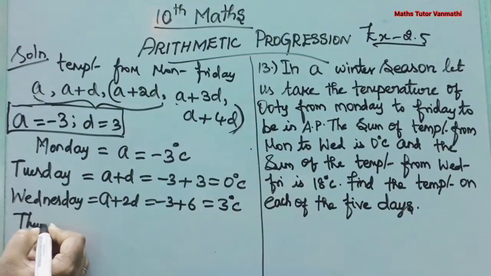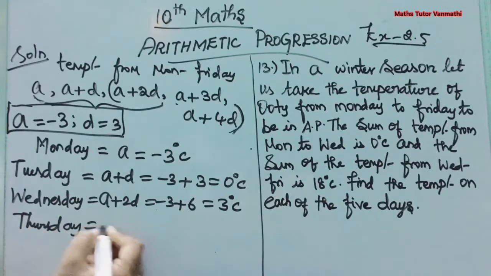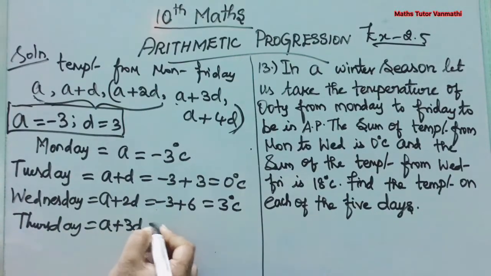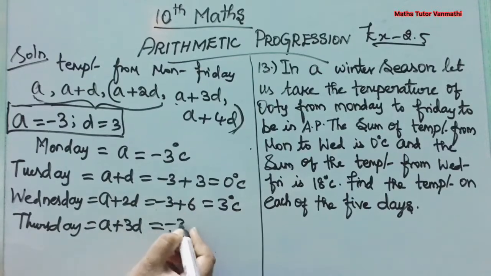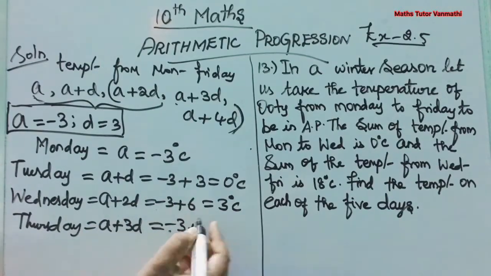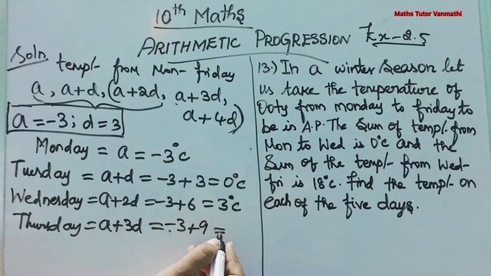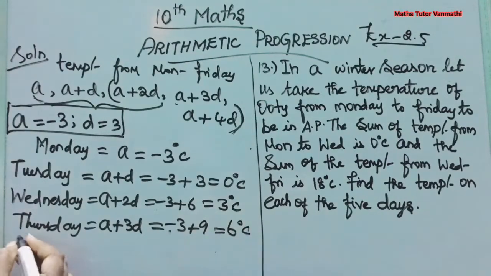Next is Thursday. A plus 3D. What is your A? Minus 3. What is your D? It is 3. 3 3s are 9. 9 minus 3, you will get 6. 6 degrees Celsius. What is your Friday?